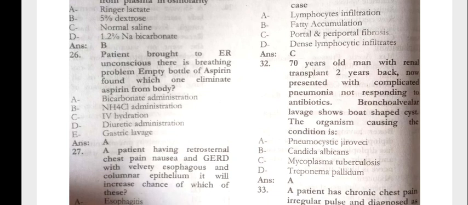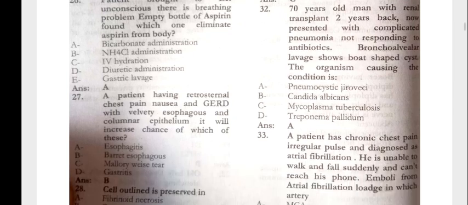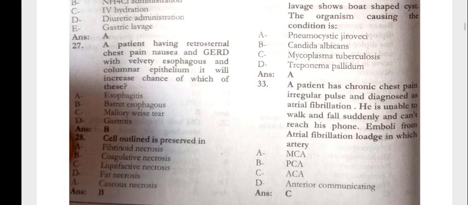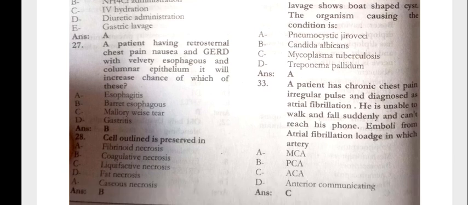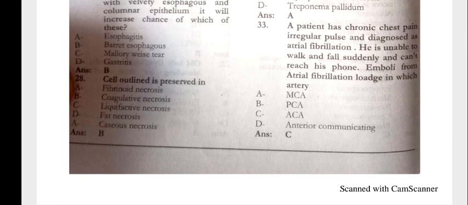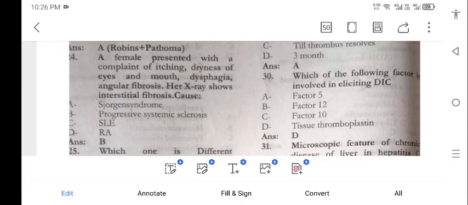Patient brought to ER unconscious. There is a breathing problem. Empty bottle of aspirin found. Which one eliminates aspirin from the body? That is bicarbonate administration. A patient having retrosternal chest pain, nausea and GERD, with velvety esophagus and columnar epithelium. It will increase the chance of which of these? The Barrett's esophagus. Cell outline is preserved in coagulative necrosis.